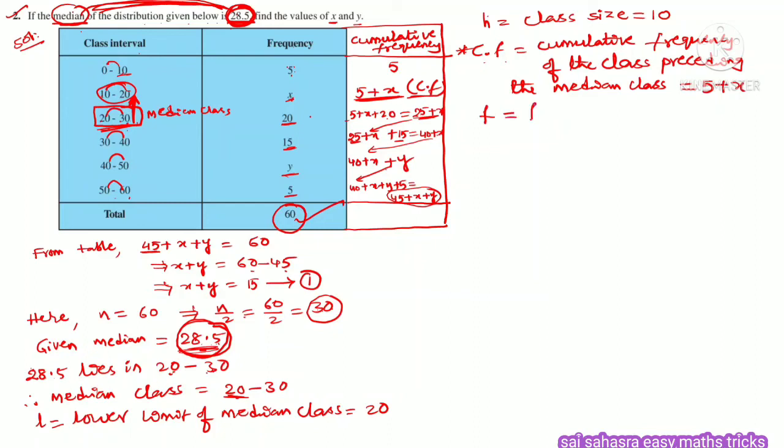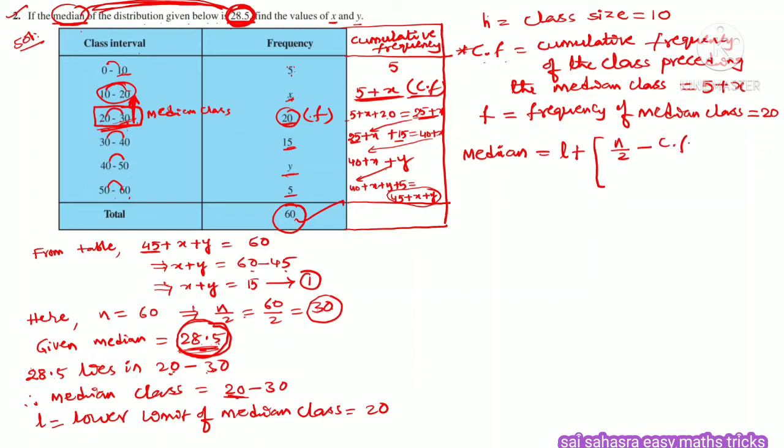The CF is clear. F. F means F for frequency. Frequency of which class? Median class. Median class frequency we have to write. So median class is 20 to 30. That one frequency is 20. This is the value of F. F is equals to 20. Next we have to write the formula of median. Median is equals to L plus in bracket n by 2 minus cumulative frequency divided by frequency of median class into H. Let us substitute all the values what are there with us.